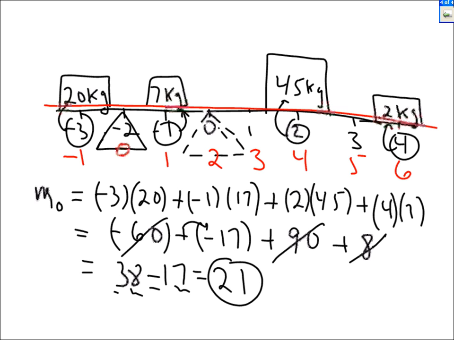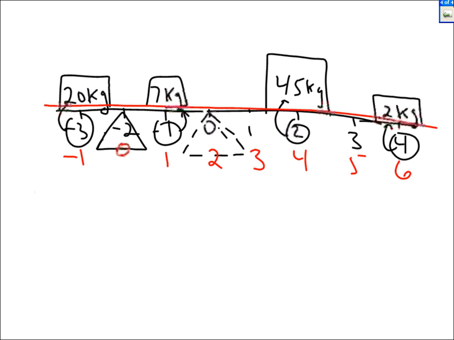Now, let's see what happened. It looks as if we could have just moved, instead of moving the fulcrum, so let me erase this down here, and we notice something. Instead of moving the fulcrum, we could have moved the masses. In other words, we could have kept the fulcrum right at 0.